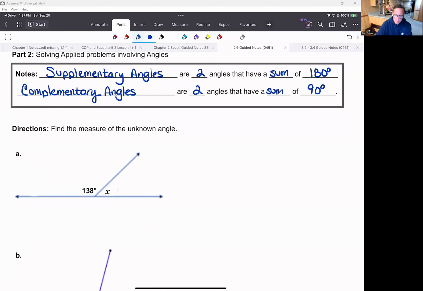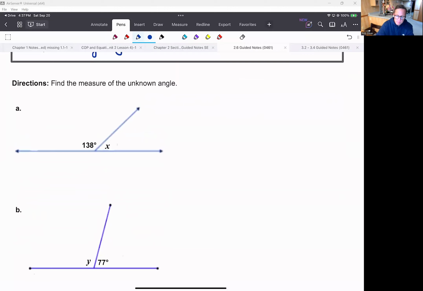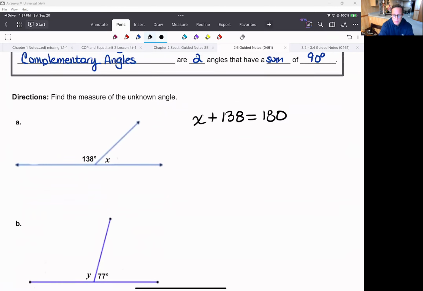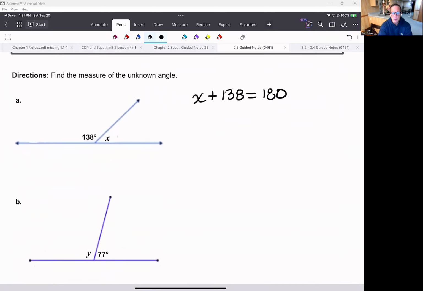So right here we've got two angles, 138 plus x. If you were to set up an equation for this, you can just go x plus 138 equals 180. That's what we want to be able to do with these kinds of geometry problems. Then we're going to take away 138, and those cancel off. So x equals 42 degrees.